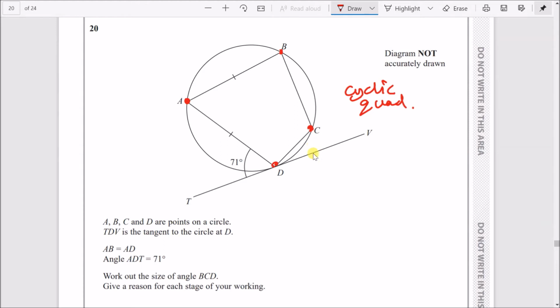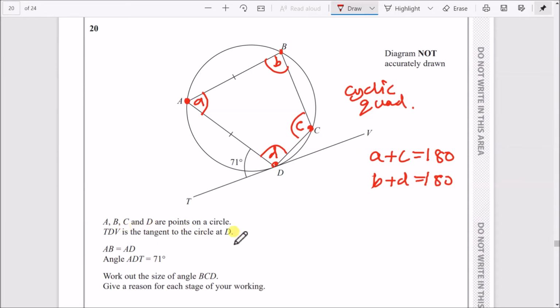So for example, we can call this angle here A, and at point C we can call it C. This tells us that A and C must sum up to 180, and B and D also sum up to 180. Another thing we can notice is that these two lengths appear to be the same length. We'll come to that in a second. Now according to the info, it says A, B, C, and D are points on a circle.